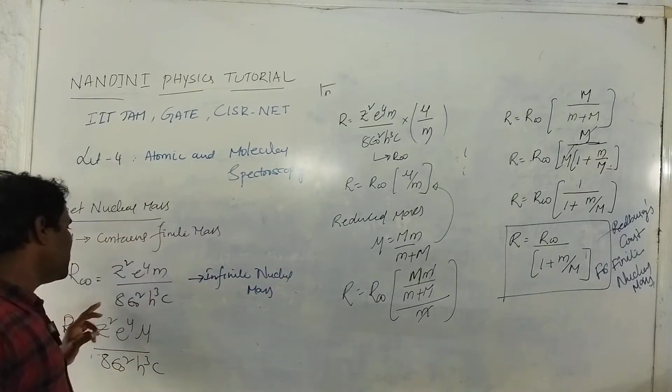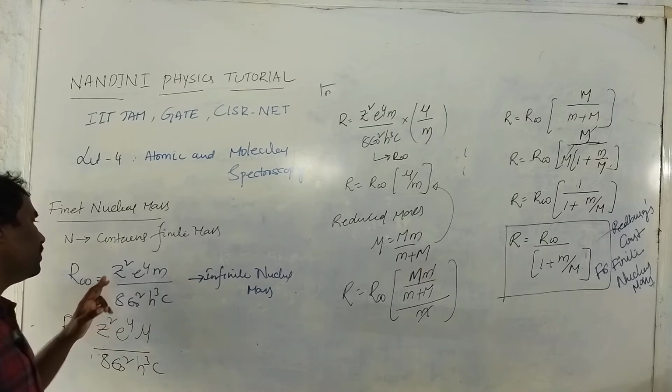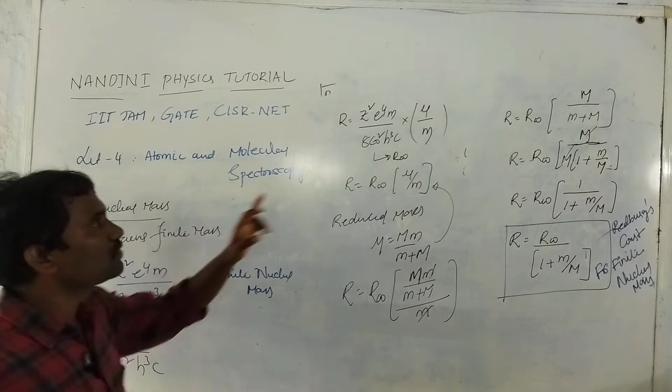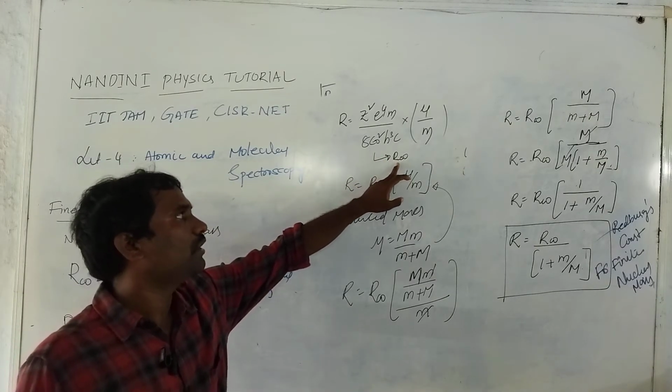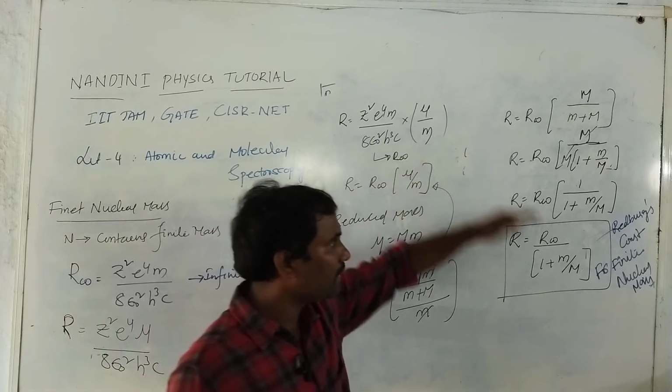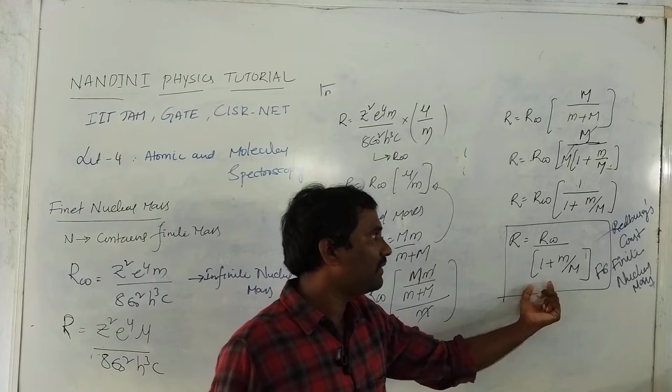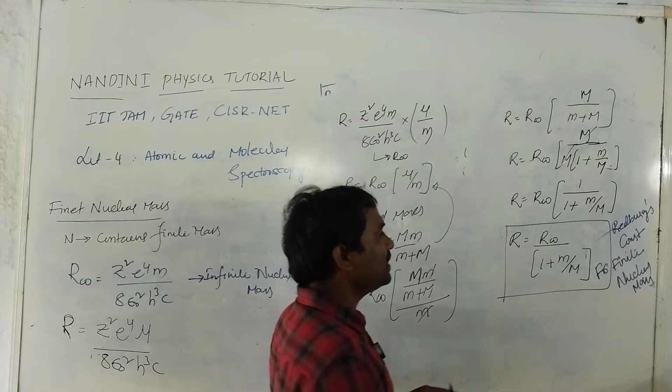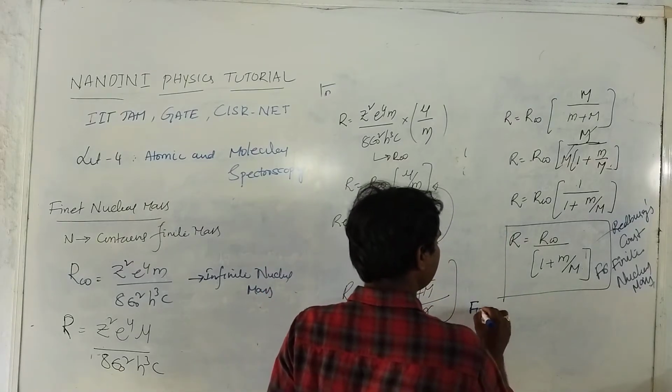After then, what is the value for actual infinite nuclear mass? This represents the infinite Rydberg constant. So I just introduce all these things, do this mathematics, and after the final step I get this equation. So actually this is for the hydrogen atom.